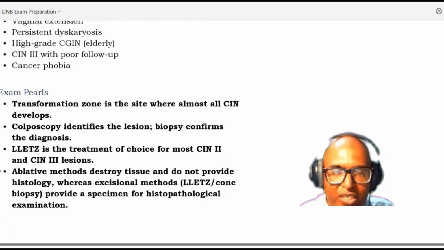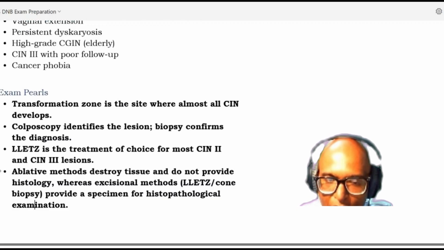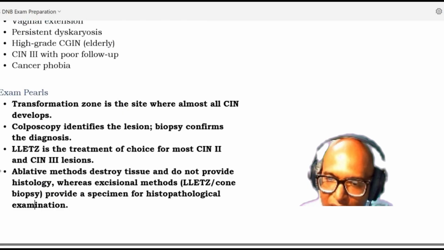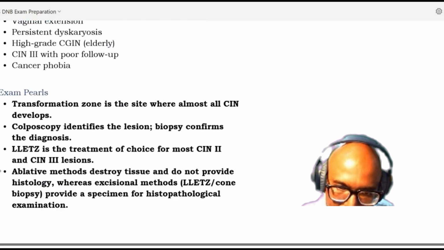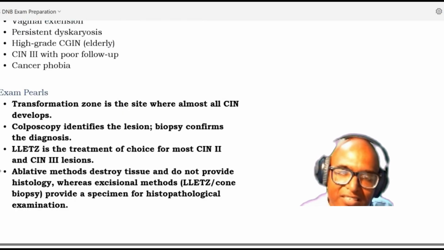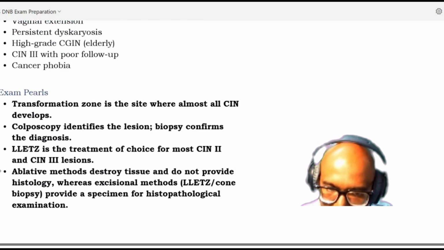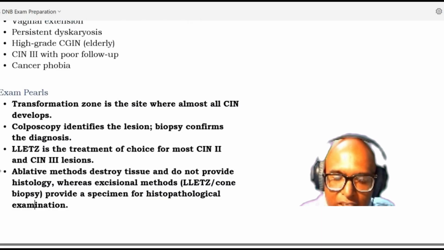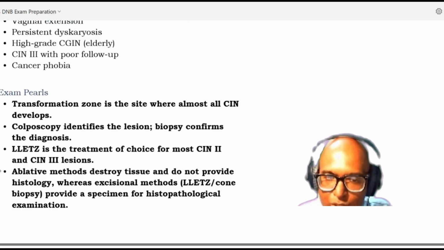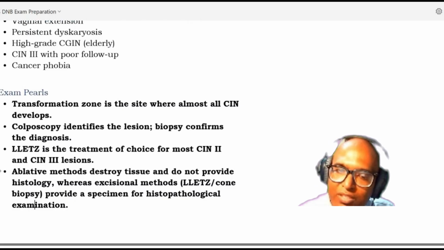So from examination point of view, certain things about the transformation zone which you should remember. Transformation zone is the site where almost all CIN develops. Colposcopy identifies the lesion. Biopsy will confirm the diagnosis. Next, LEEP is the treatment of choice for most of the CIN2, CIN3 lesions. Ablative methods destroy the tissue and do not provide histology, whereas excisional methods such as LEEP or cone biopsy will provide a specimen for histopathological examination. So this is the most important.